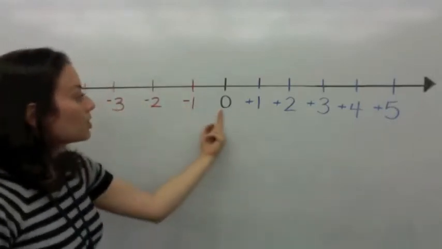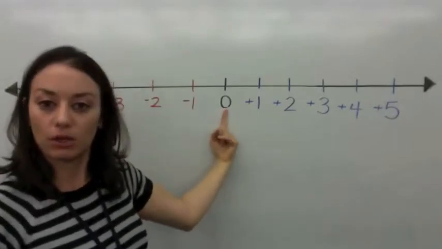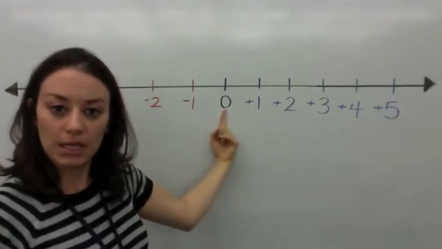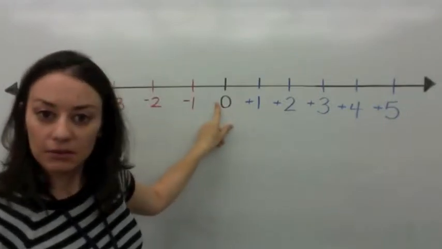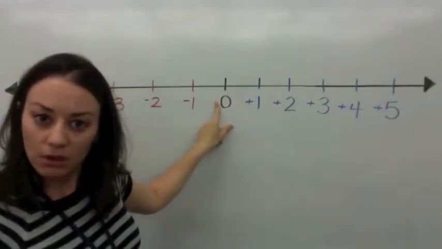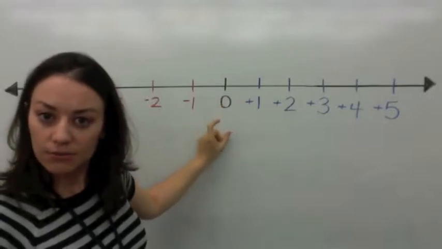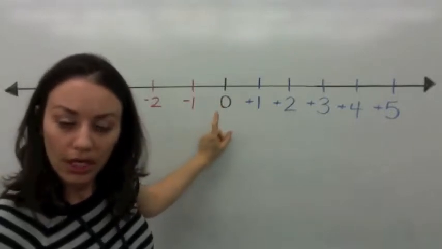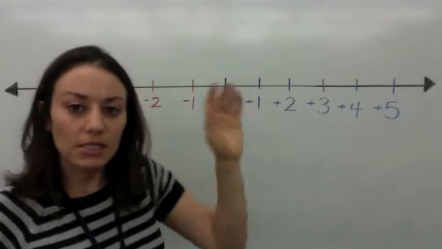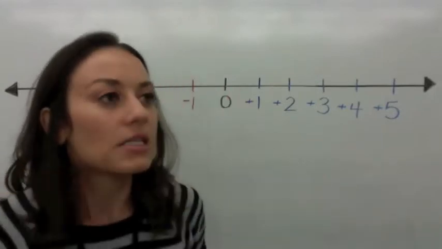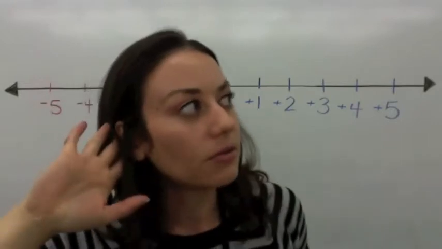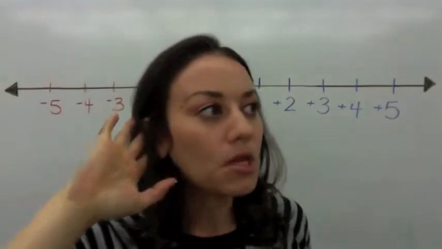Which number is in the middle? This is the number 0. Is there a symbol next to 0? Is it positive? Is it negative? No. So 0 is neither positive nor negative. Repeat, 0 is neither positive nor negative.